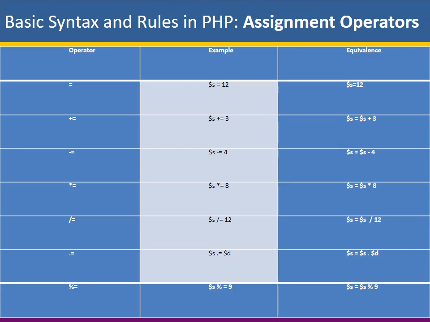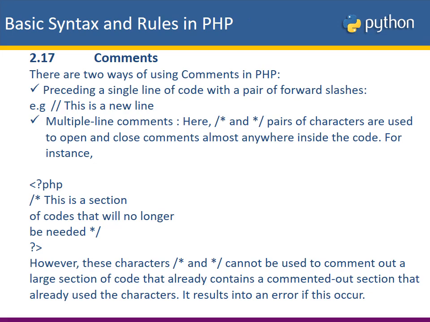And we have another operator, which is the assignment operator. The assignment operators are the equal to, with the example and the equivalent. We have the plus equal to, the minus equal to, the multiplication equal to, the asterisk equal to, with the example and the equivalent. And we have the dot equal to and the modulus equal to, with the example and equivalent. So you study it.